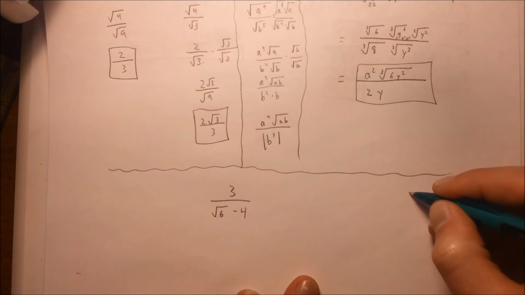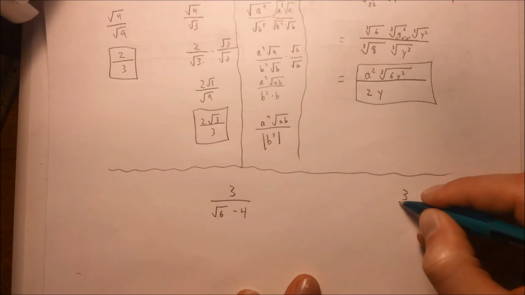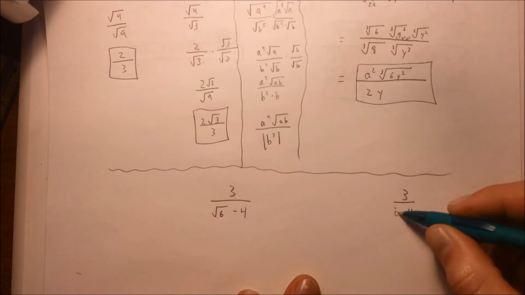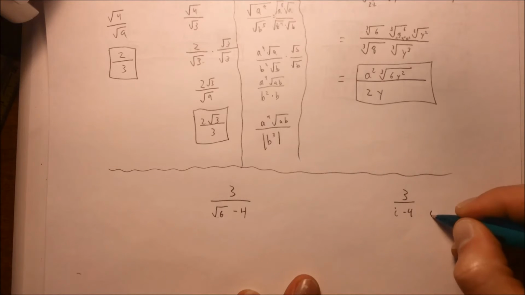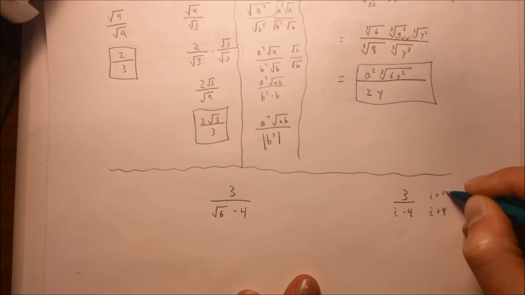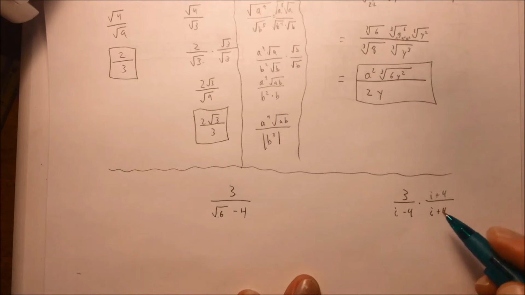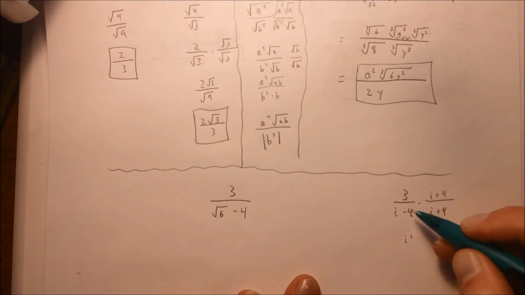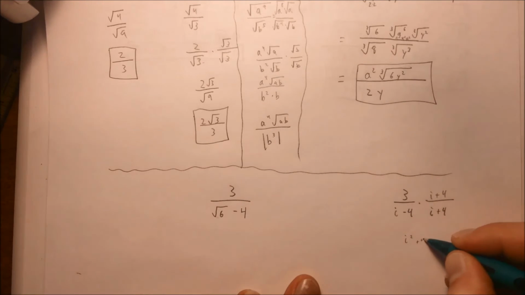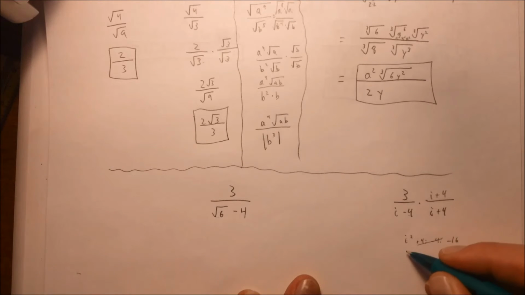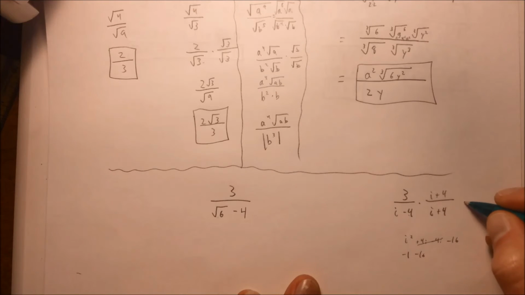Well, you remember when I gave you the problem 3 over i minus 4, we had to multiply by the conjugate of this, which would be i plus 4 on top and bottom. And when I did that, it gave me i times i, which is i squared. i times 4 would be plus 4i. That would give me negative 4i, so those canceled, and then we get minus 16. Of course, i squared is negative 1. Minus 16, which gives us negative 17 on the bottom.